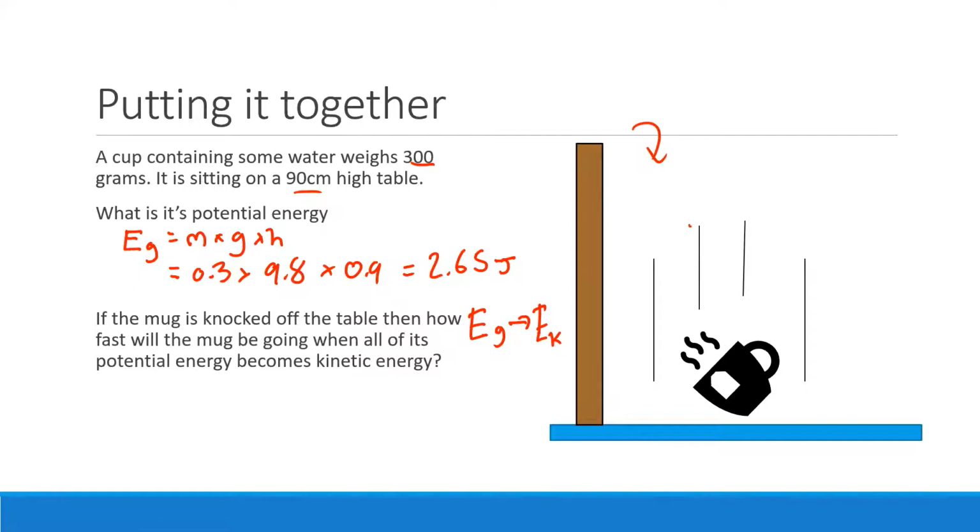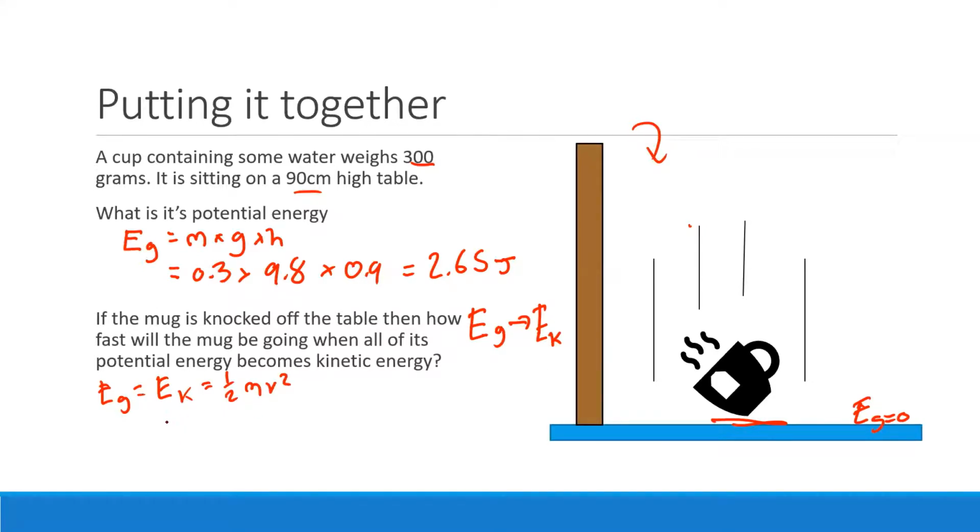We can calculate, and so therefore, we can now say that EG is going to equal EK. When does EG equal EK? When we get to our reference, EG equals 0. When EG equals 0, we know that this is going to be true. All of our potential energy is going to equal our kinetic energy, which is going to be half mv squared.